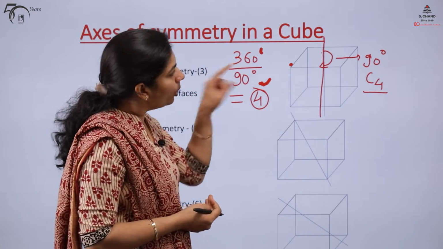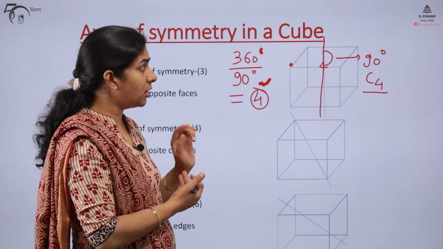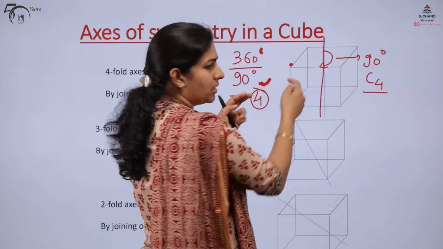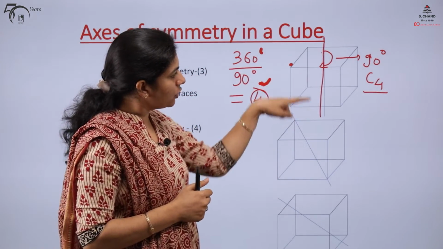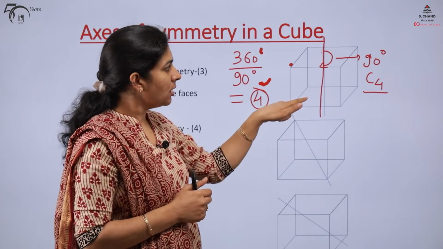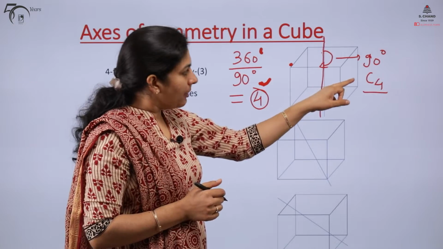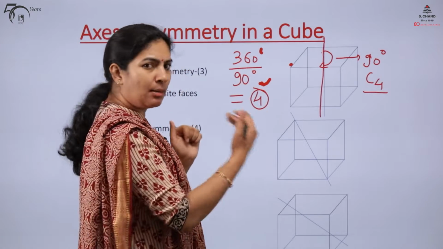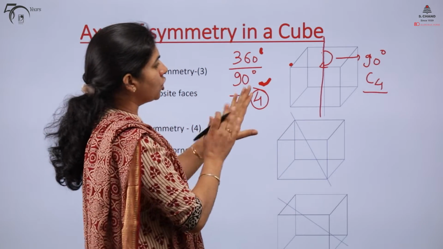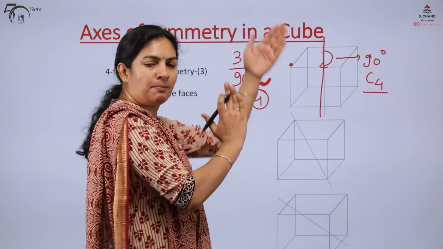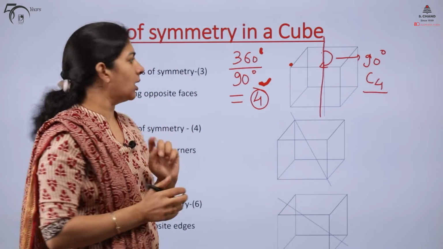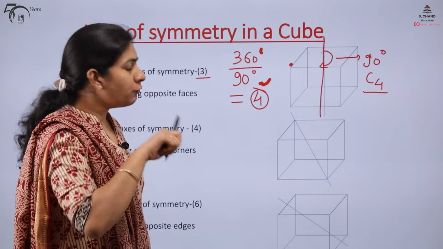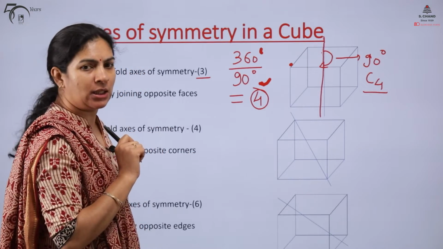Now this is not the only C4 axis of symmetry which is present in the cube, because the identical faces are this face and this face also. So we've talked about the axis of symmetry which passes through the top and bottom face of the cube. The similar axis will be passing through the left and right face of the cube. A similar axis will be present which passes through the front and the back face of the cube. Therefore, in total, we will have 3 four-fold axes of symmetry which are present in a cube.